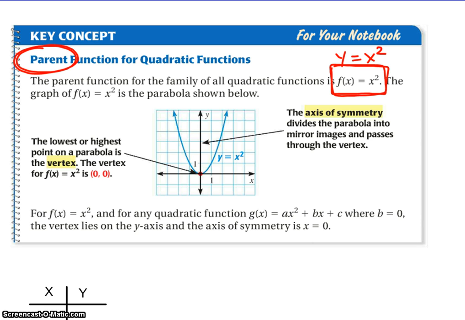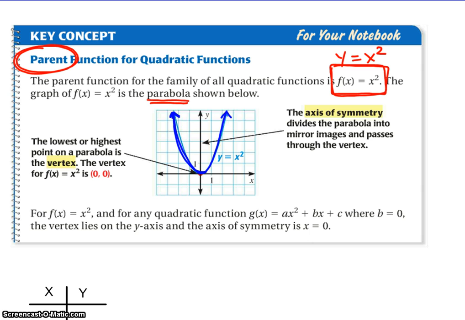Our parent graph is going to be where nothing's been done to my function other than, in this case, raising it to the second power. If we talk about absolute value, it'd be just y equals the absolute value of x. I haven't added, subtracted, multiplied, anything like that. And when we graph it, we get what we call a parabola. A quadratic function has a name for its graph, and it's kind of this U-shaped situation. But that's what we're going to get when we graph these quadratic functions.